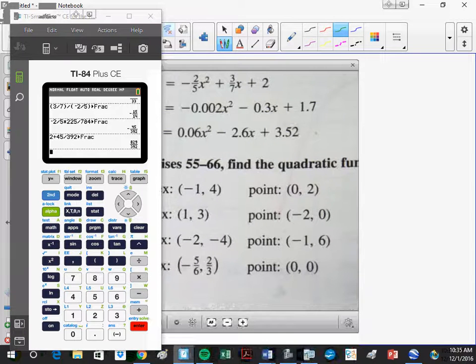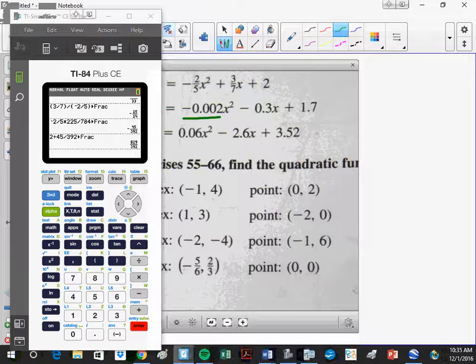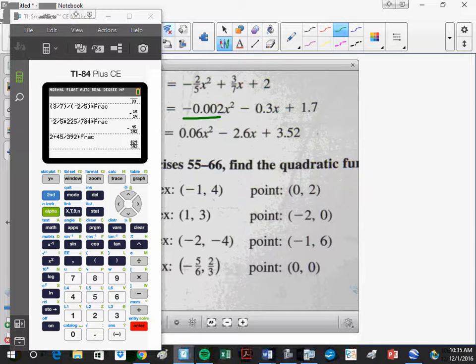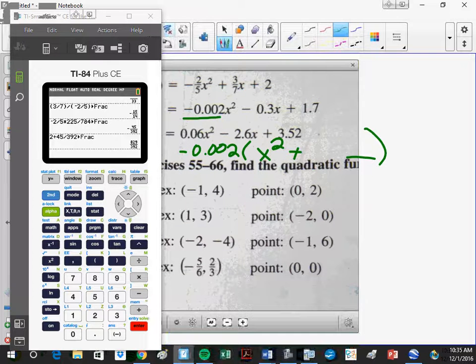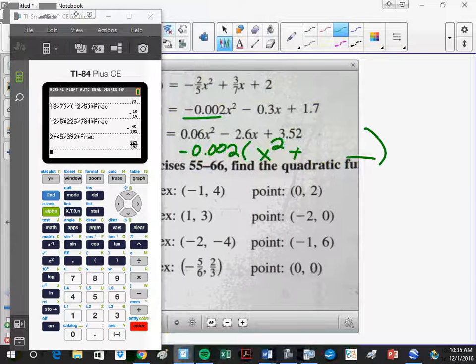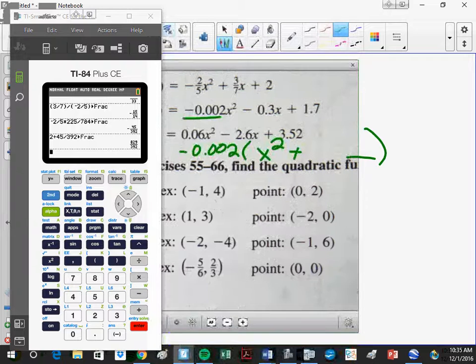Okay. I need to pull out negative 0.002. So negative 0.002, and then x squared plus. How do you take out negative 0.002 from negative 0.3? Divide them. Would we expect the 0.3 to get bigger or smaller? A lot bigger. How many 0.002s are there in 0.3? A lot. There are a lot of them.